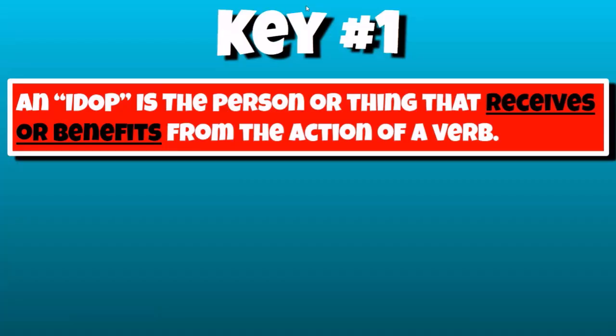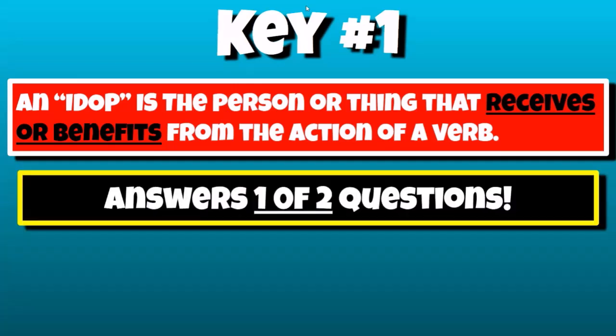We use these pronouns to what? First and foremost, avoid repetition, right? Instead of us using the indirect object, we're using the indirect object pronoun. It answers one of two questions to find out where our indirect object is in a sentence, and that's going to help us. And we can also find it out for our indirect object pronoun. It's the same question: to whom, for whom.